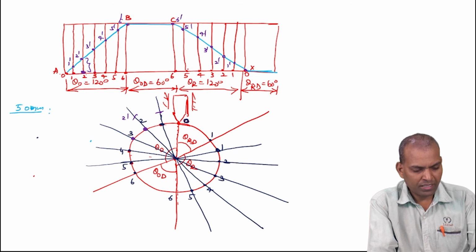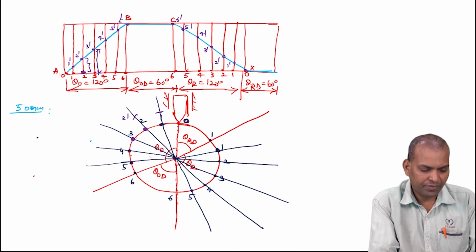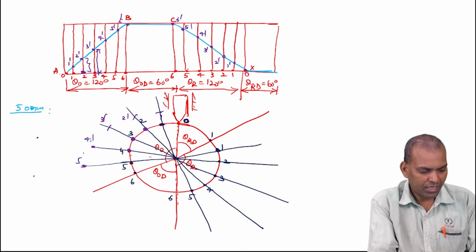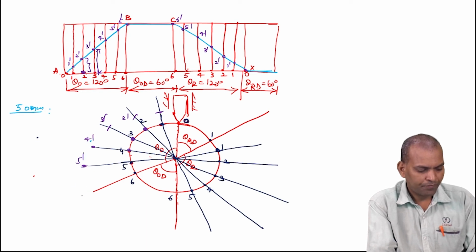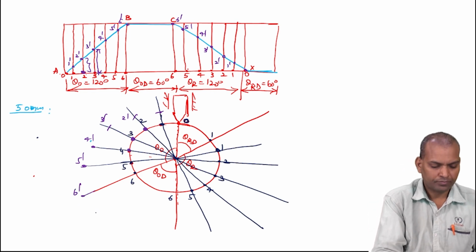Similarly, measure the distance 3 to 3 dash from the displacement diagram, and coming to the cam profile, the base circle of the cam, with center 3 on the circumference of the circle, mark 3 dash. Similarly, 4 to 4 dash, 5 to 5 dash, and finally it becomes 6 dash.